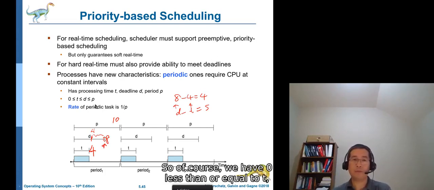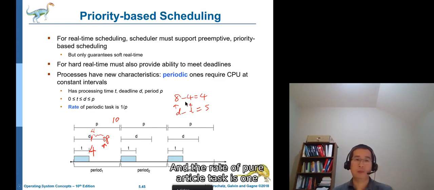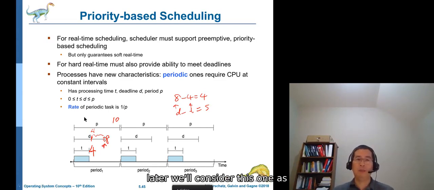Okay. So of course we have 0 less than or equal to T, less than or equal to D, less than or equal to P. This is reasonable, okay? Period must be larger or equal to the deadline, and the deadline of course must be larger or equal to the running time. Running time must be positive. And the rate of a periodic task is 1 over P. You can think of rate like frequency, okay? So it's 1 over P. Maybe later we consider this as a criterion for the priority, okay? So that's why we calculate the rate here, 1 over P.